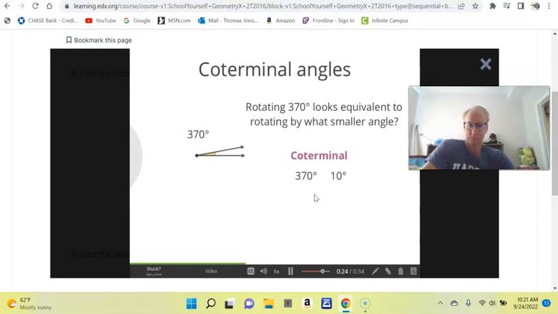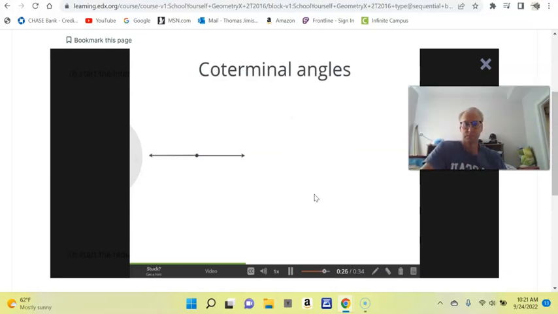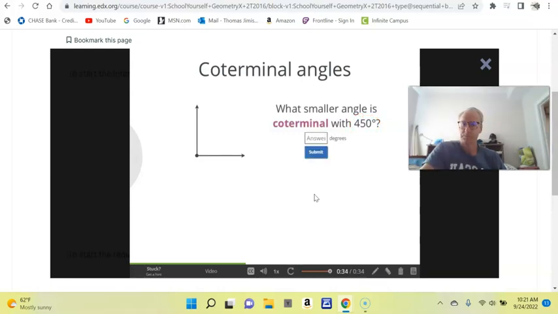Let's look at another example. Let's rotate this line by 450 degrees. What smaller angle do you think is coterminal with 450 degrees? So it goes all the way around 360, and then how much more to get 450? Which is, of course, 90. Precisely. So 450 degrees and 90 degrees are coterminal.